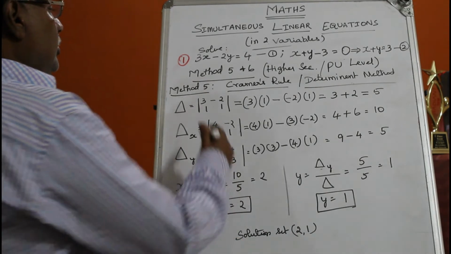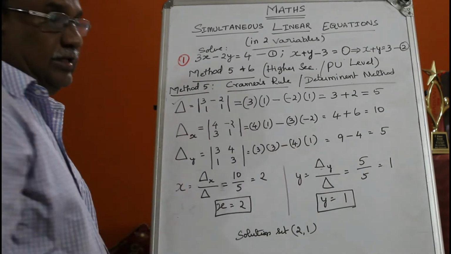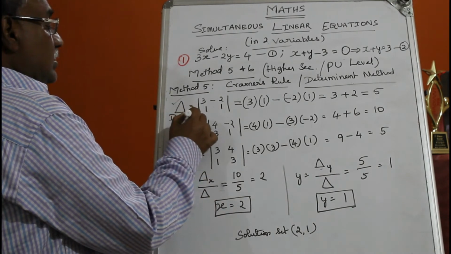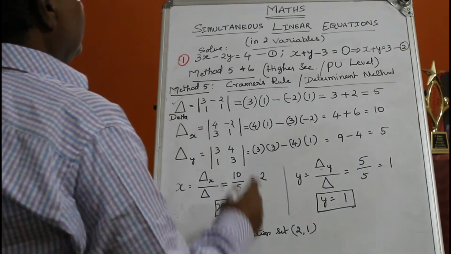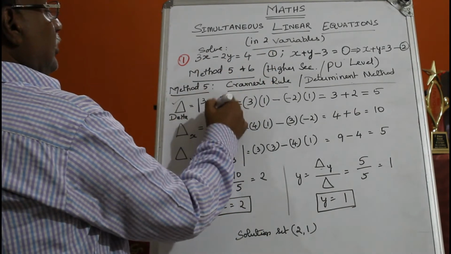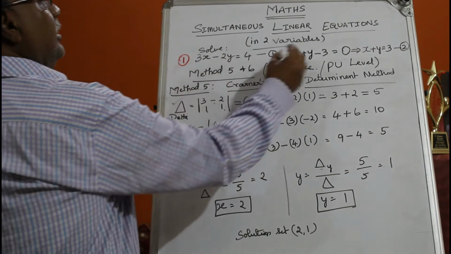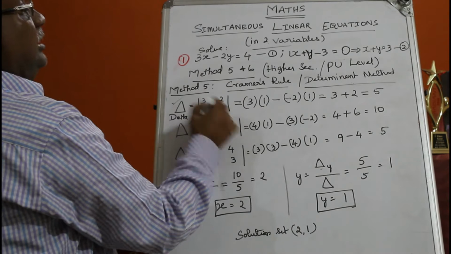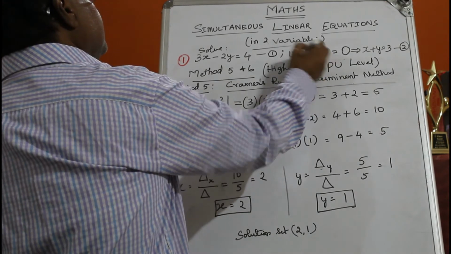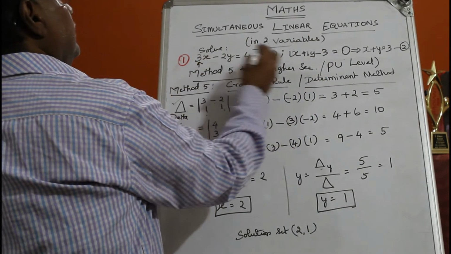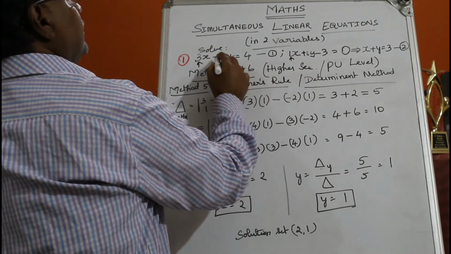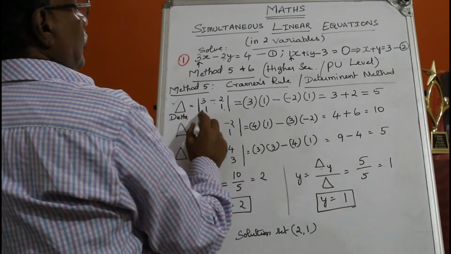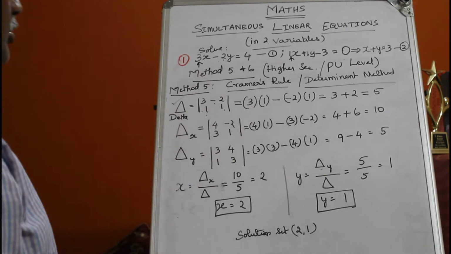Now you take this as delta. The triangle is generally called delta. Put an equal to. Now you write the coefficients. So the coefficients are 3 and 1, minus 2 and 1. The x coefficients are 3 and 1. The y coefficients are minus 2 and 1. Now we must use the determinant method.